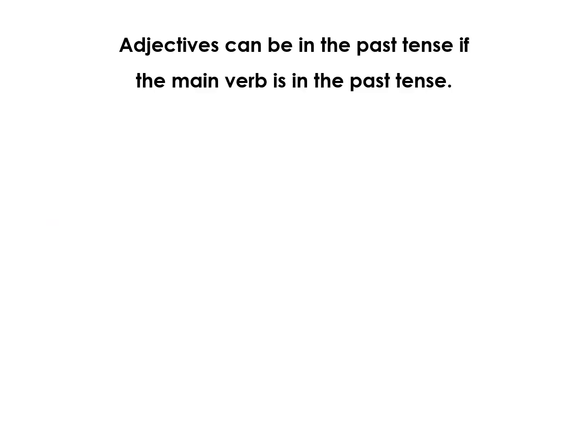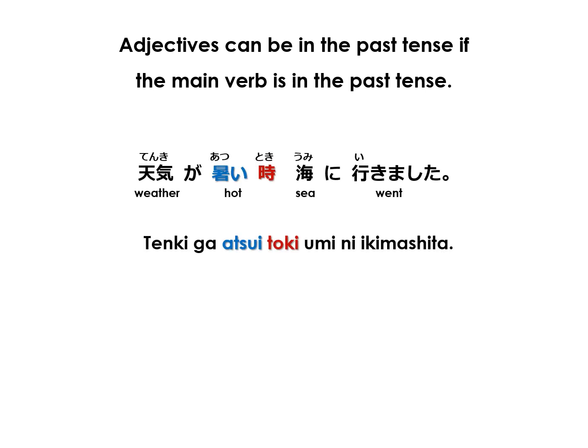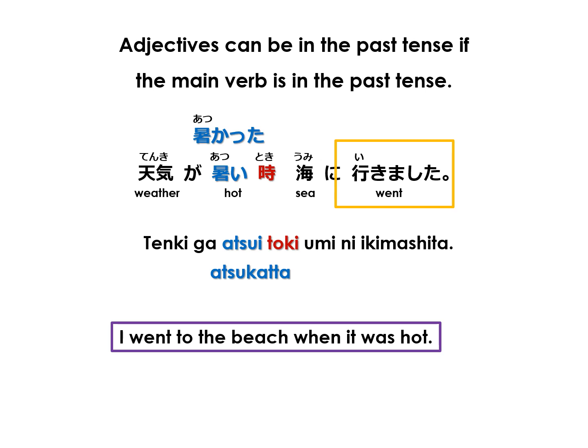The adjectives are typically in the non-past forms, but because adjectives usually indicate state, then like stative verbs, when the main verb is in the past tense, the adjective can also be in the past tense. Let's use an earlier example converted to the past tense. 天気が暑い時、海に行きました. Our main verb 行きました is in the past tense, and because adjectives are stative, we can also use the past tense of the adjective and say 天気が暑かった時、海に行きました. I went to the beach when it was hot.